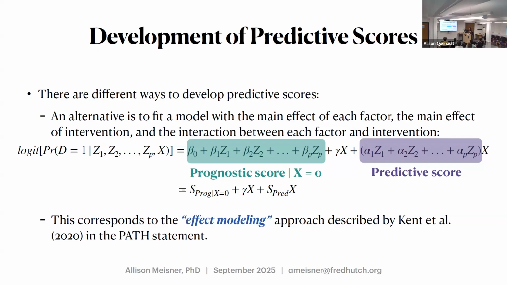And so then you get the form shown down there where I write the prognostic score amongst the control arm as S prog given X equals 0. And then you have the main effect of treatment, and you have the interaction between the predictive score and X. And this was also suggested in the PATH statement by Kent, and it's called the effect modeling approach, but it's less common in practice.